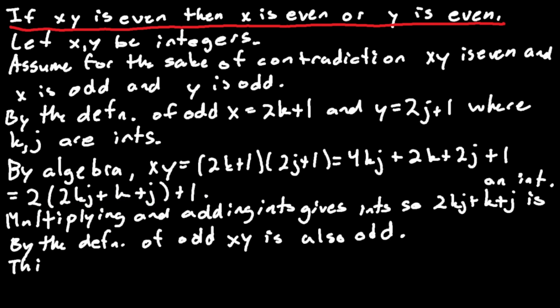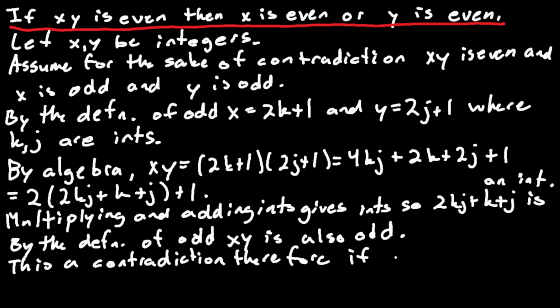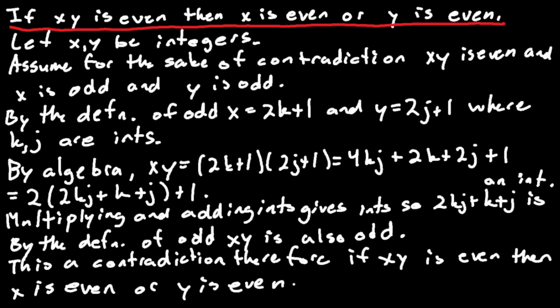Therefore, this is a contradiction. Right? This is a contradiction. xy is also odd. That's not what we assumed at the beginning. Therefore, this is a contradiction. Therefore, if xy is even, then x is even or y is even.